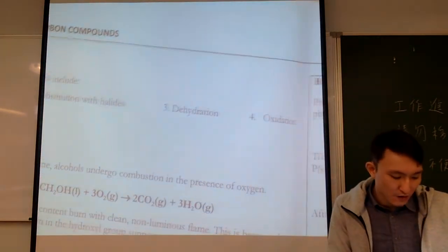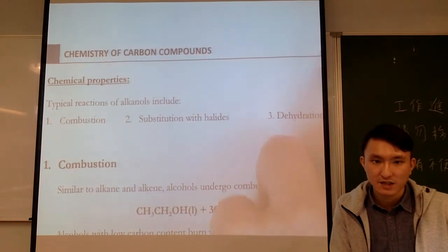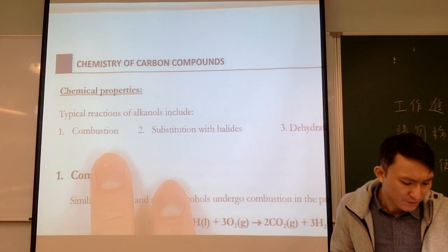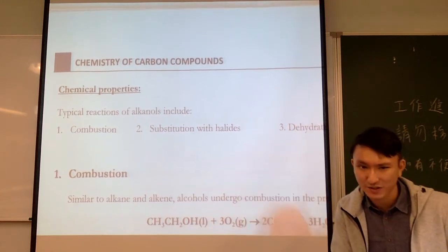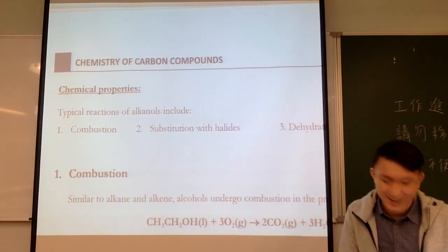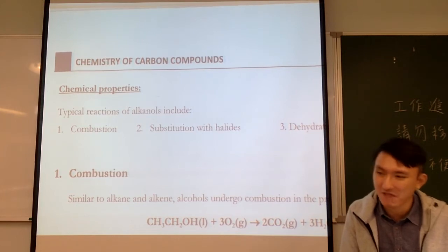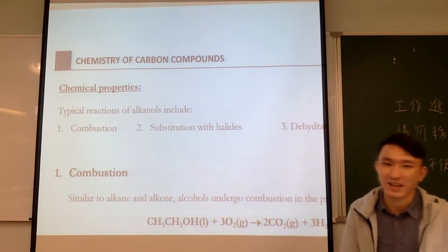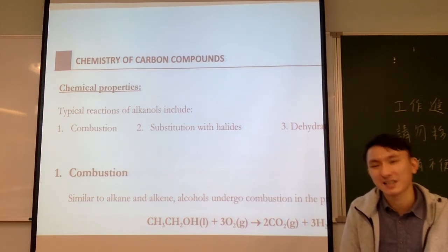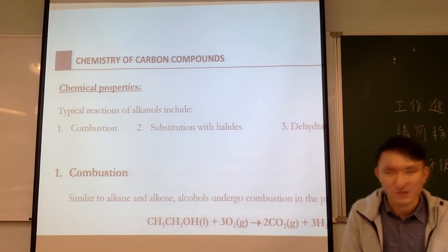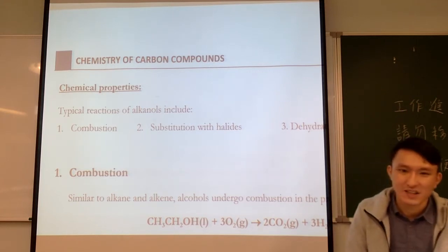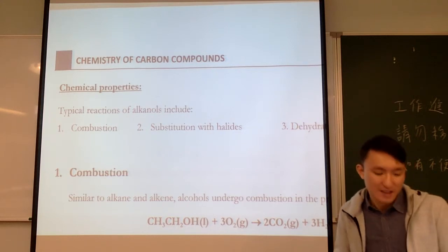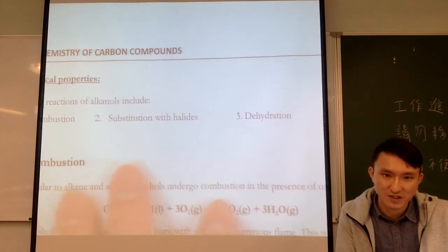Okay, let's move on to the chemical properties. Here I put down four reactions, but actually there's one. Later on, you may know there is a reaction that exists between alcohol and carboxylic acid. So it could be classified as a reaction of alcohol. It can also be classified as a reaction of carboxylic acid, depending on how you see it. Anyway, there are four reactions in this case.